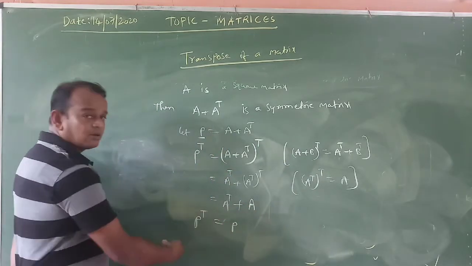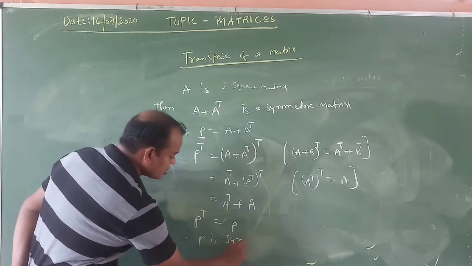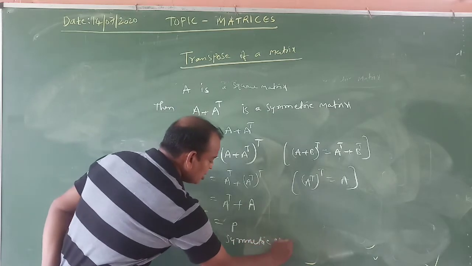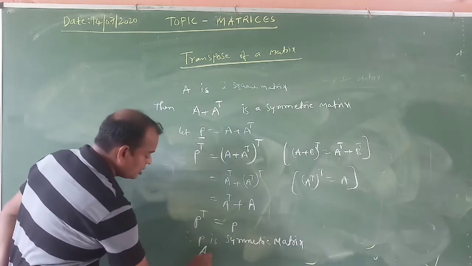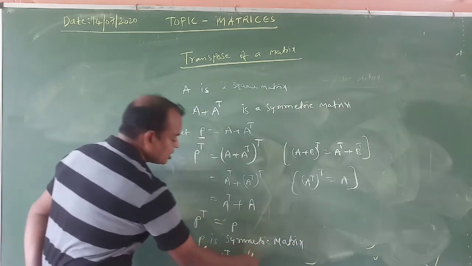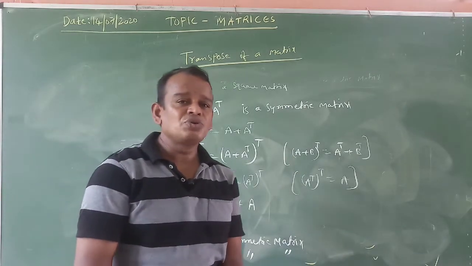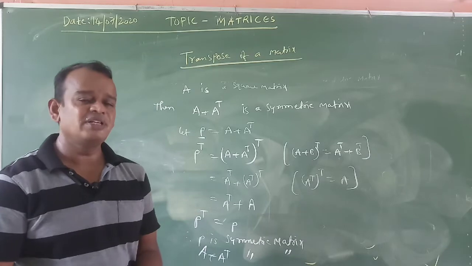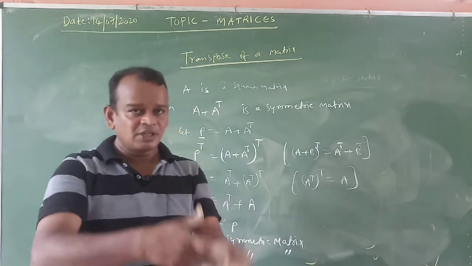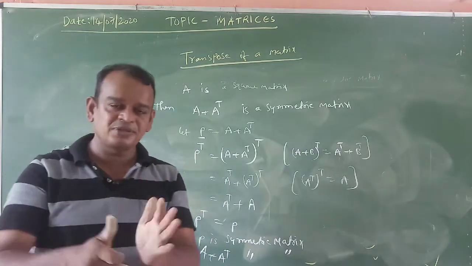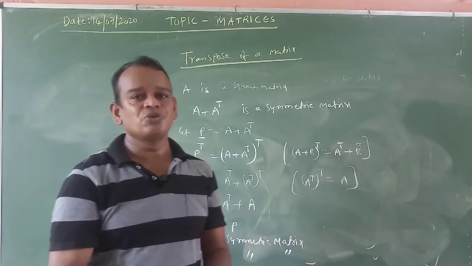Therefore P transpose is equal to P, which means P is a symmetric matrix. P is nothing but A plus A transpose. Therefore A plus A transpose is a symmetric matrix. Whatever the matrix may be, to show it is symmetric we first take the transpose of that matrix. After doing the steps, if we get the same matrix, that is a symmetric matrix. If we get the negative of the matrix, that is a skew symmetric matrix.